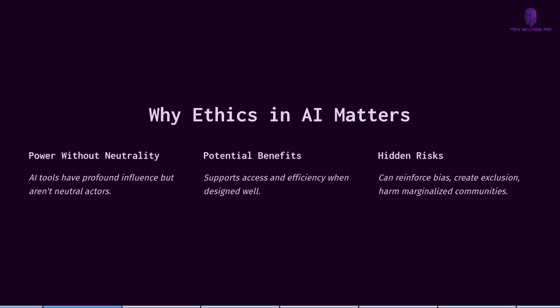So, why does ethics matter in AI? Power without neutrality is a big component. AI tools were created by humans, and humans are subject to the biases that they have within their lifetime. There's profound influence, and AI is not a neutral actor, so to speak. There are benefits. It can support access and efficiency when designed well, but there are a lot of hidden risks. It can reinforce bias, create exclusion, and harm marginalized communities.